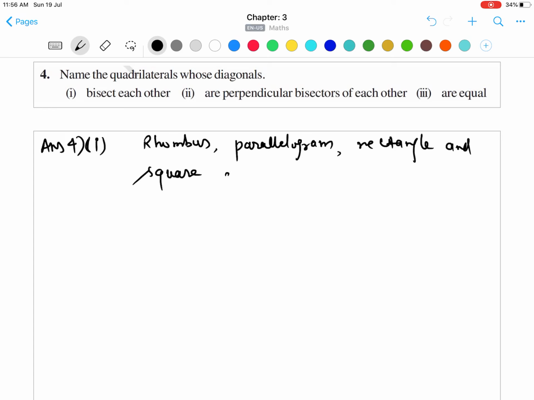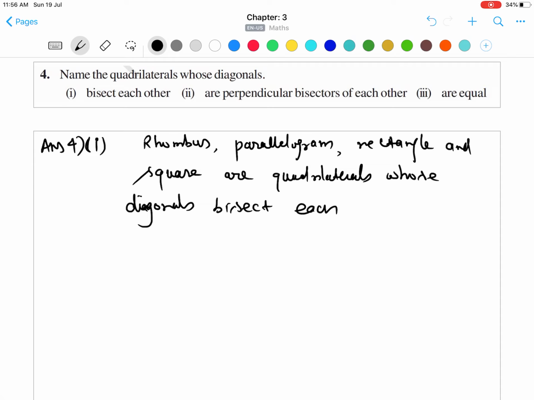So rhombus, parallelogram, rectangle and square are quadrilaterals whose diagonals bisect each other. Okay, you can look at the figure of all of them. You will find that diagonals are bisecting each other. That means dividing each other into equal halves.